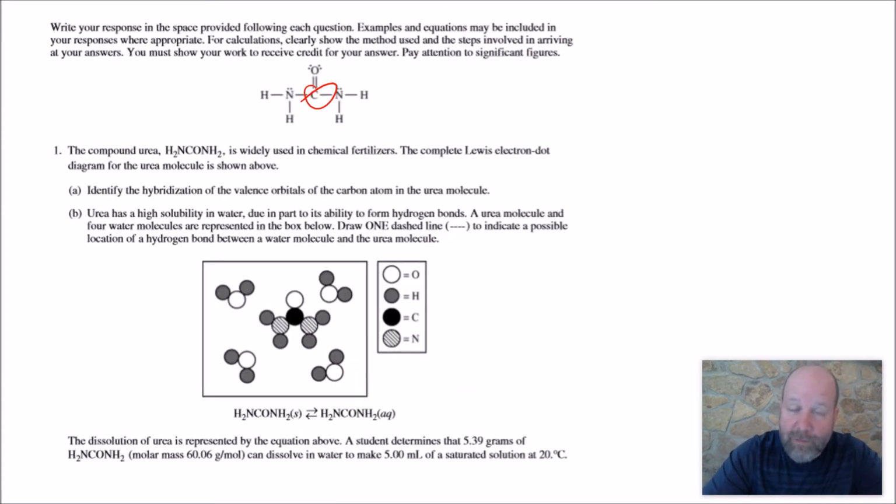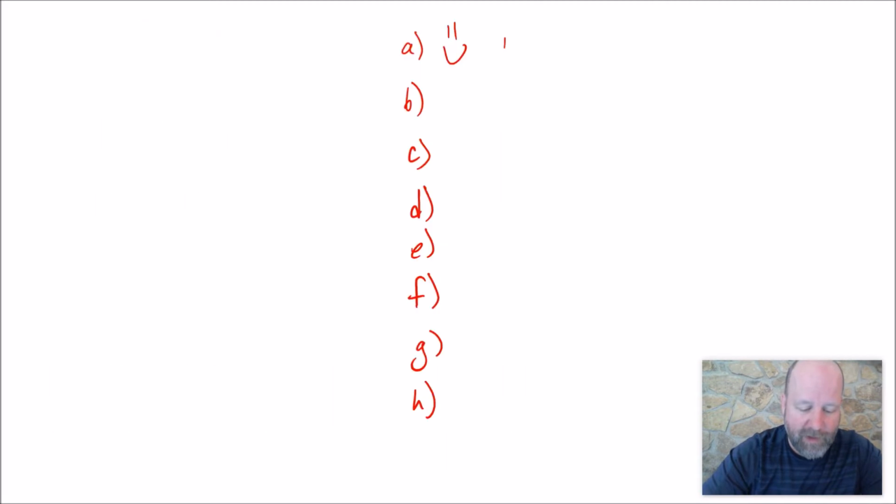You want to do this quickly because you don't want to take up too much of your time doing this, but you do not want to skip this. Like I said, if time has ever been an issue on an AP exam, you want to make sure you're doing this. Part B, urea has a high solubility in water due in part to its ability to form hydrogen bonds. Of 4 urea molecules, draw 1 to indicate a possible location of a hydrogen bond. That doesn't seem too bad either. Hopefully you remember hydrogen bonds, and you can be like, yeah, that's not too hard.